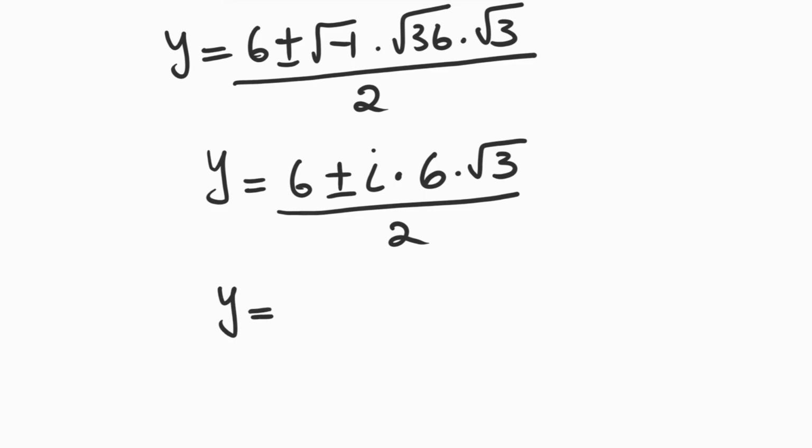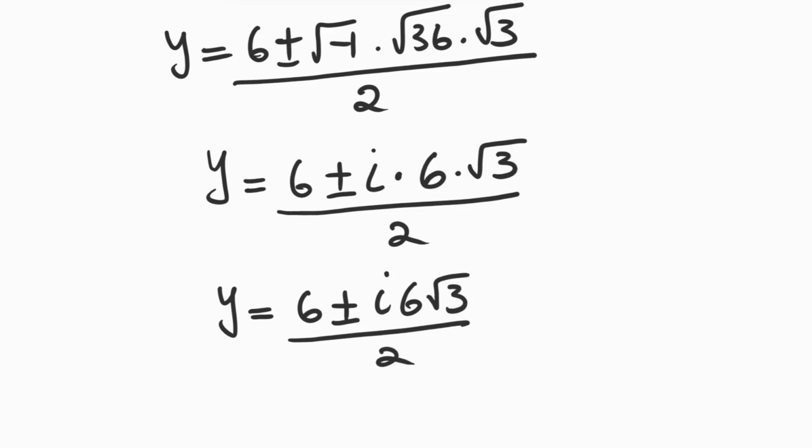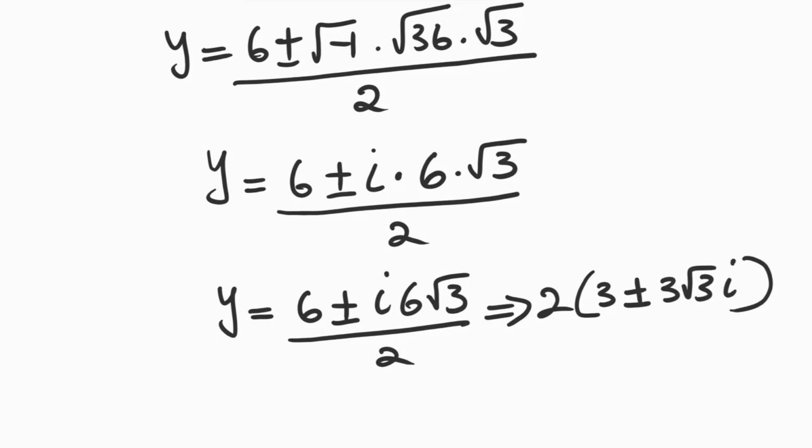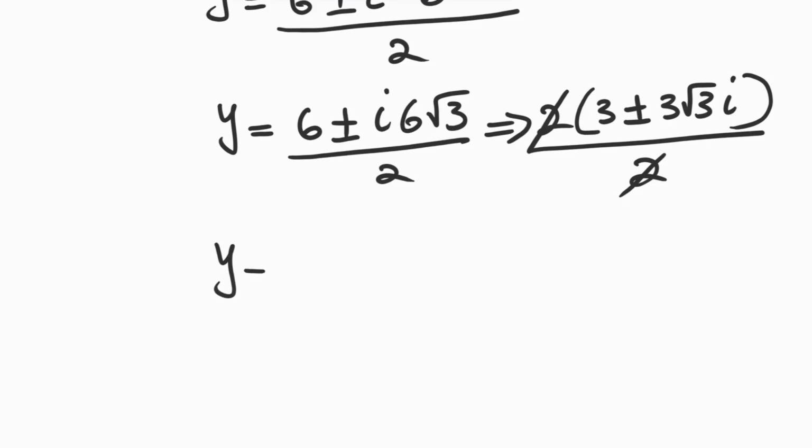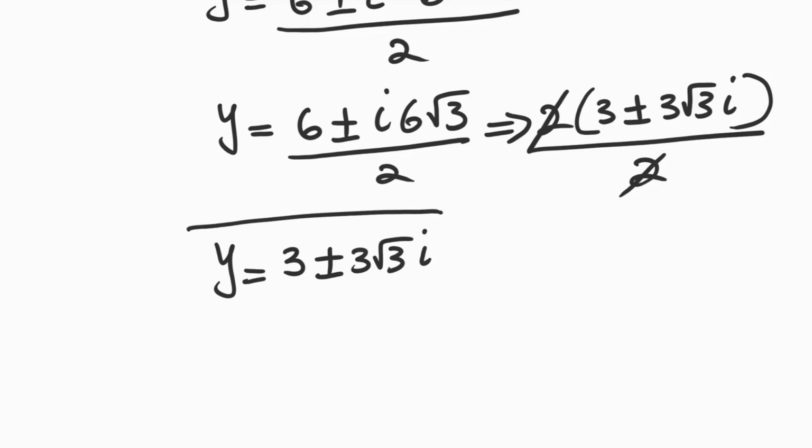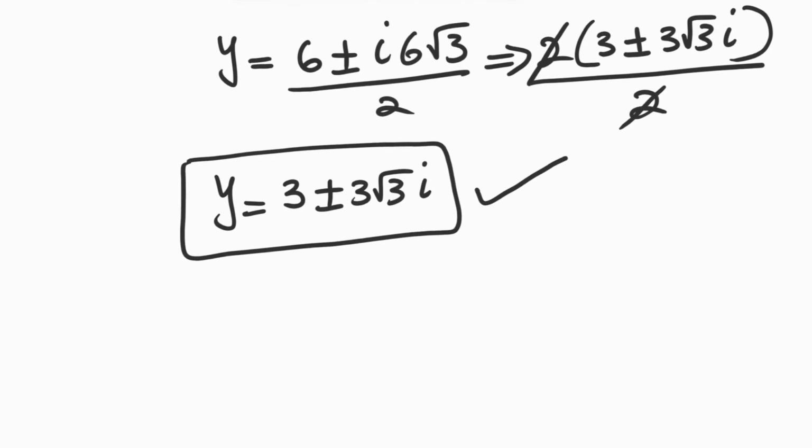So we have that y is equal to 6 plus or minus i 6 root 3, all divided by 2. Here we can factor out 2 from the numerator. So we have 3 plus or minus 3 root 3i, all divided by 2. The 2's cancel out. So we have that y is equal to 3 plus or minus 3 root 3i. And this is our answer.